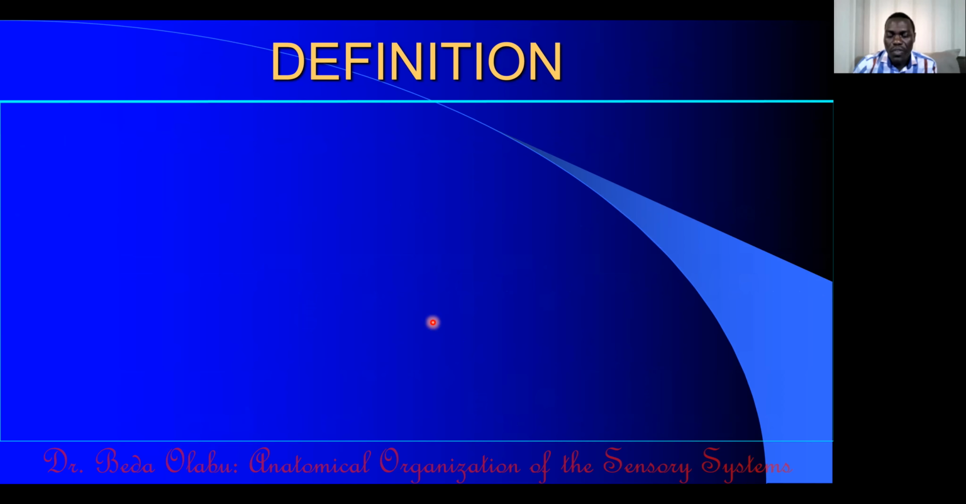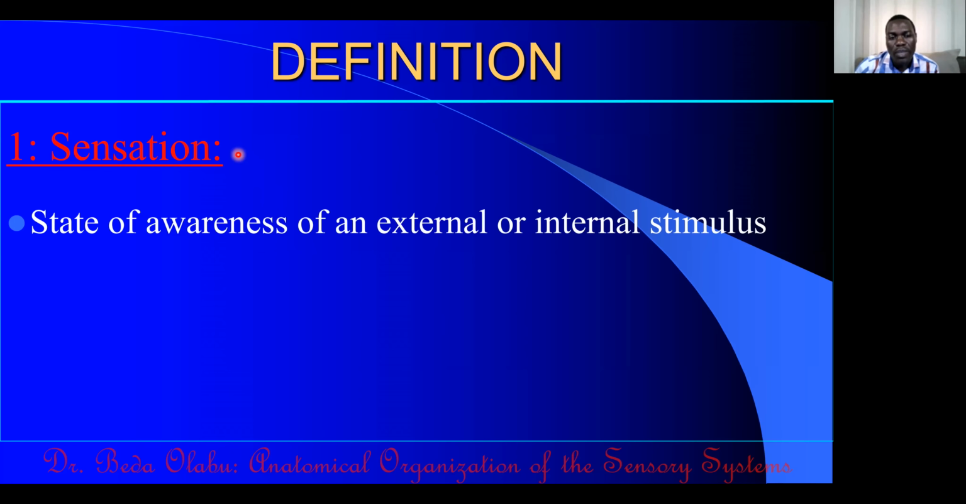Let's begin by defining a few things. One of the things I want us to define is sensation. The term sensation simply means the state of awareness of a stimulus. That stimulus can be from the external part of the body or from within the body. As long as you are aware of that stimulus, then we say you've sensed the stimulus. So sensation is the state of awareness of a stimulus.